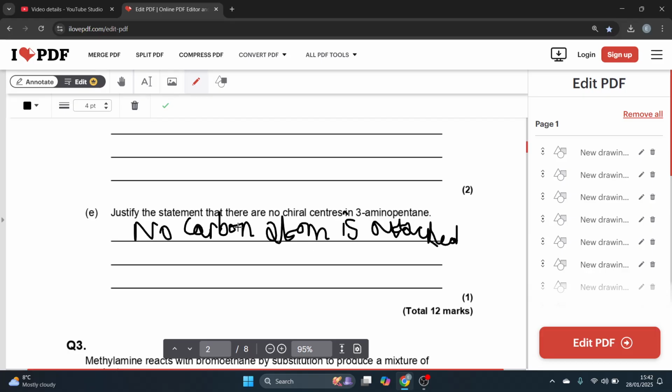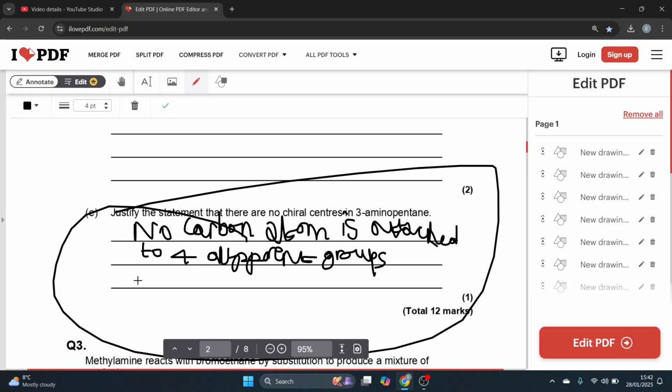No carbon atom is attached to 4 different groups.